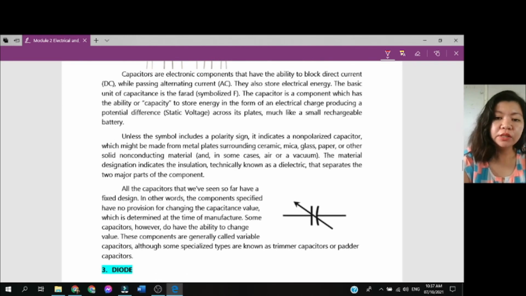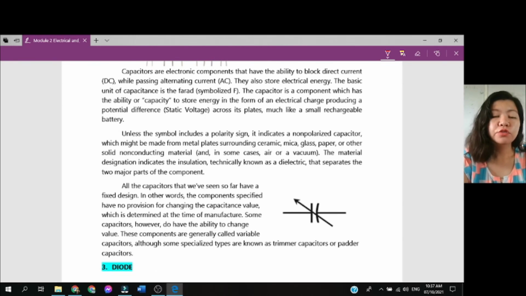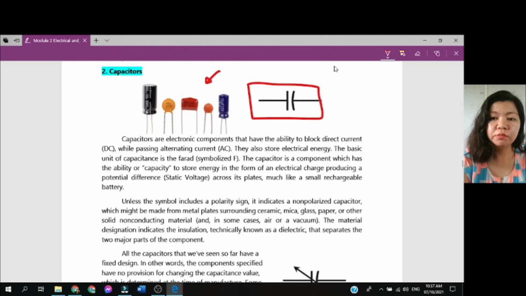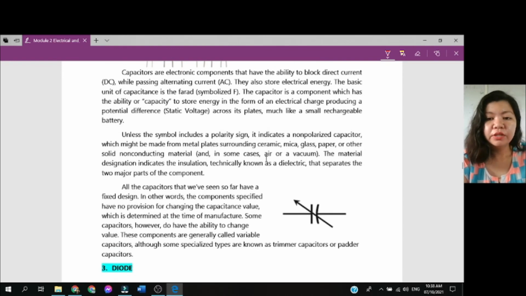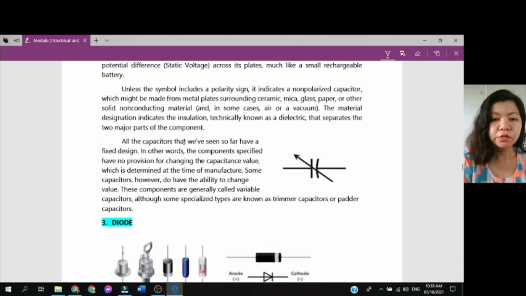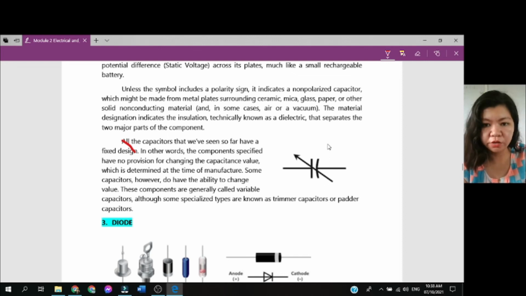So, unless the symbol includes a polarity design, ang usual na design nitong symbol means it is an unpolarized or non-polarized capacitor. Which might be made from metal plates surrounding ceramic, nickel, glass, paper, or other solid non-conducting material. So, the material designation indicates the insulation, technically known as dielectric, that separates the two major parts of the component. So all capacitors that we have seen so far have a fixed design. In other words, the components specify no provision for changing capacitance value.